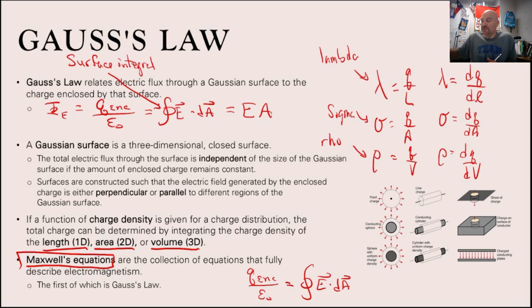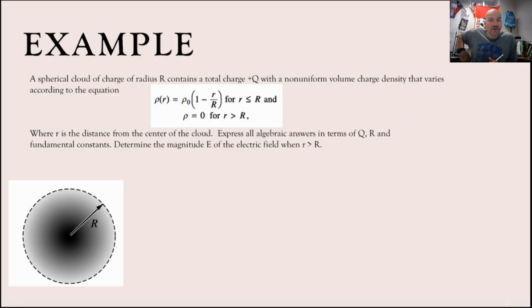This one's going to be a little bit involved because it's directly from some AP materials, and we're going to look at one part of it. There are multiple parts to this question, but we're going to look at one single part. We have a spherical cloud of charge of radius R containing a total charge plus Q with a non-uniform volume charge density that varies according to the equation. If you see a non-uniform volume charge density, that means you'd have to do heavy calculus.